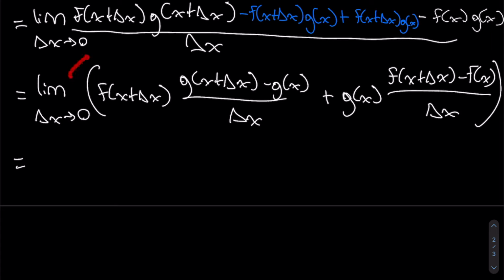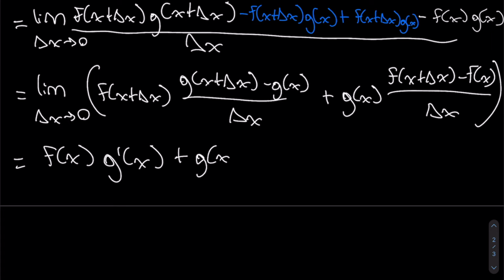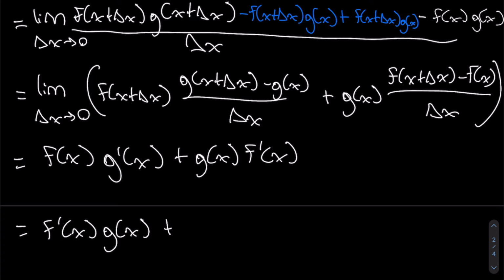So first of all, when the limit goes to this, this will become f at x plus 0. So this is just f at x. And then when the limit goes to this term, that's the definition of the derivative again. So that's g prime at x. Again, this g at x doesn't depend on delta x, so nothing happens to it. And when the limit goes to here, that's the definition of the derivative for f. So that becomes g at x times f prime at x. And if I just rearrange it so it's the same way that I wrote it earlier, then we get the product rule. There it is.